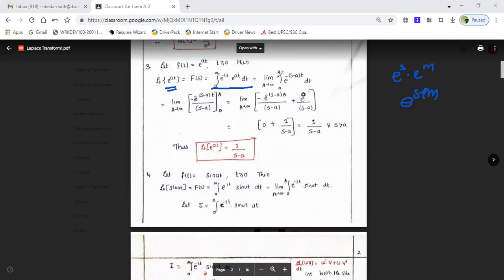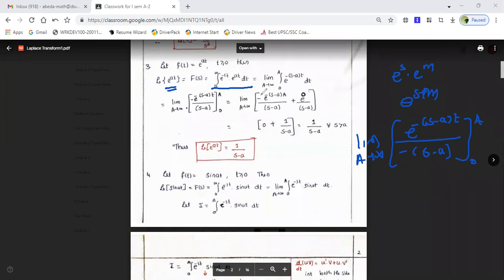Now take the integration of this. This is the limit as a tends to infinity, as it is. The integration of this is equal to e to the power minus s minus a into t divided by minus s minus a. Here you have to apply the limit from 0 to a, and then take the limit as a tends to infinity. Wherever t is there, apply the upper and lower limits. So here you can see e to the power minus s minus a at the upper limit, and e to the power 0 at the lower limit.